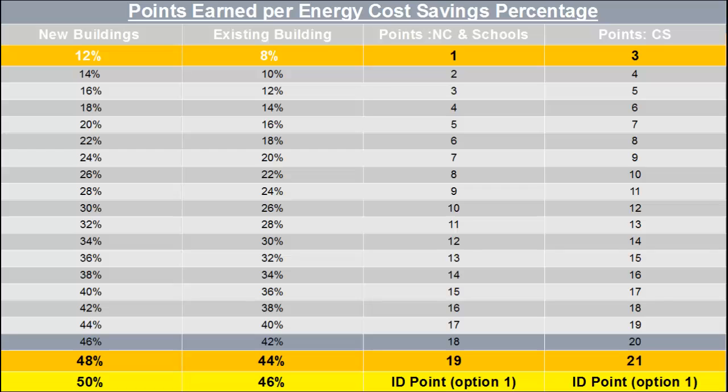Also note that for existing buildings, it's the same premise, but you start earning points at 8% more efficient than that ASHRAE baseline, up to 46% to get that exemplary performance point.